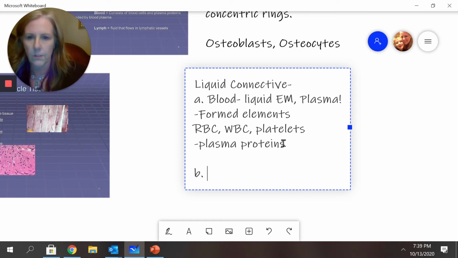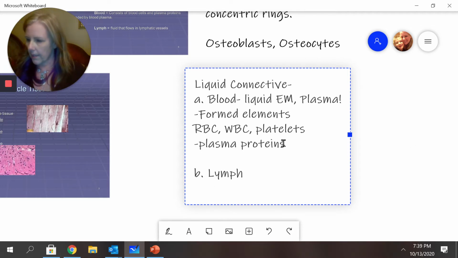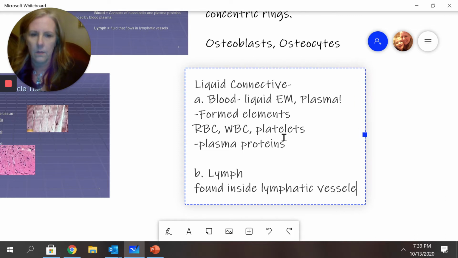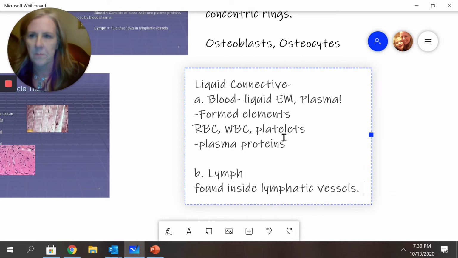So we are now on to the other type of liquid connective tissue, which is lymph. L-Y-M-P-H, lymph. Okay, so what is lymph? Well, first of all, let's find out, where do we find lymph? Lymph is found inside lymphatic vessels. It's found inside lymphatic vessels.